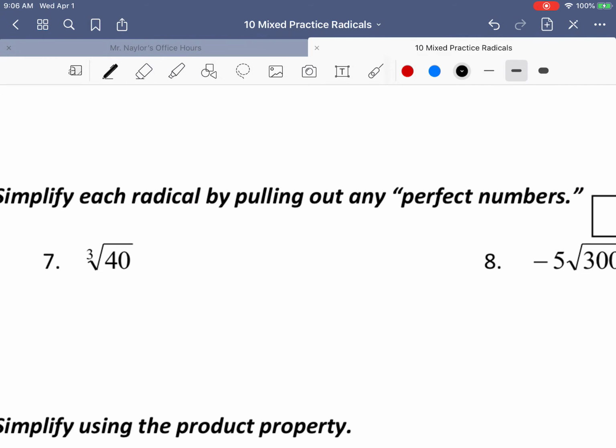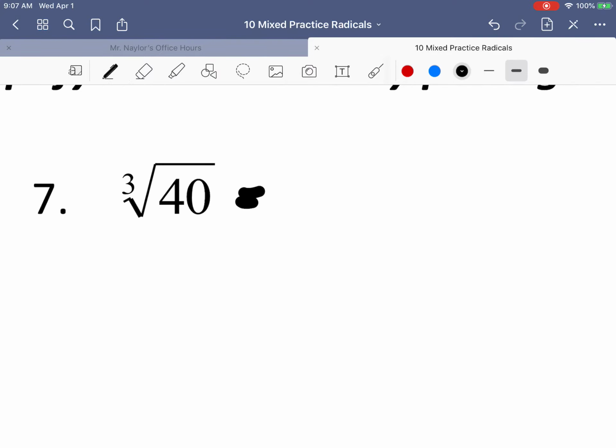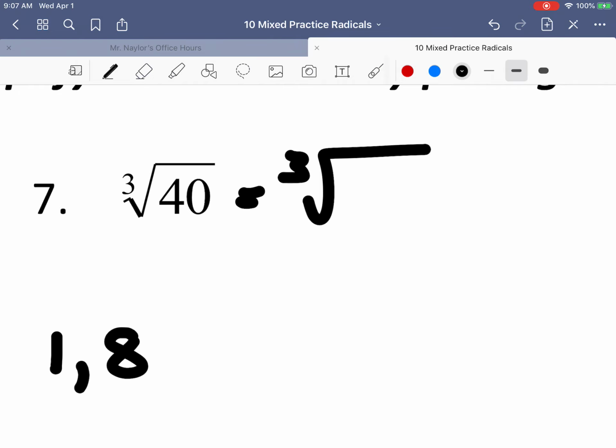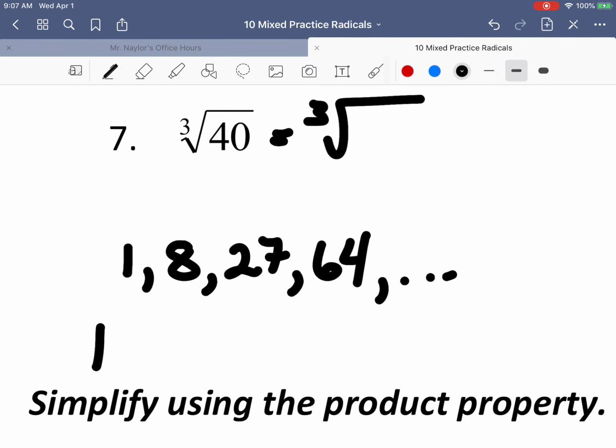All right, we get into some ideas with radicals that we've been working on, where you're trying to take out some type of perfect number that's inside of 40. Now you've got to know your cube roots. Perfect cubes would be numbers like 1, 8. Then it bumps up to 27, up to 64. Now, where are these numbers coming from? Remember, this is the same as 1 cubed. This is the same as 2 cubed. 27 is the same as 3 cubed. 64 is the same as 4 cubed.